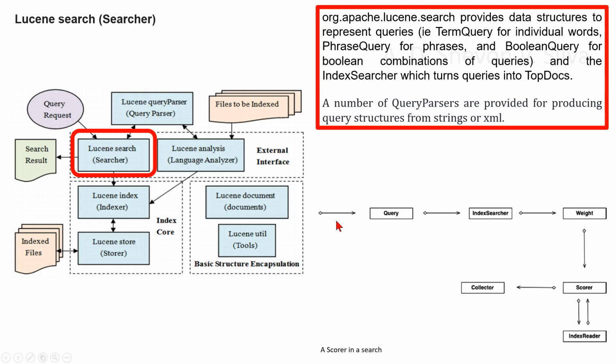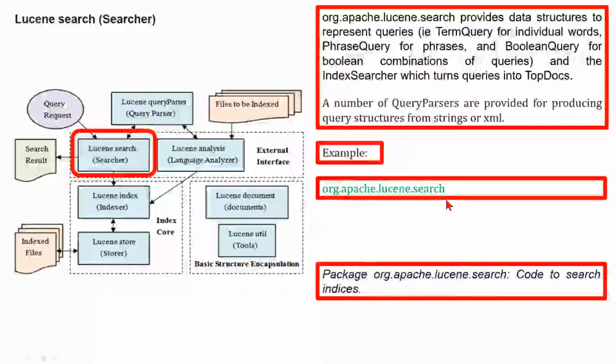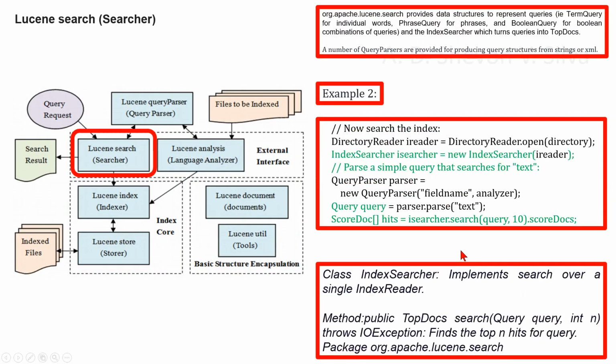Here you can see the query. Then the query is connected to the index searcher. The index searcher is connected to the Weight. The Weight is connected to the Scorer. The Scorer interacts with the index reader, and the Scorer is connected to the collector. As an example, we can consider the org.apache.lucene.search package code to search indices. As an example too, we can consider this code segment.